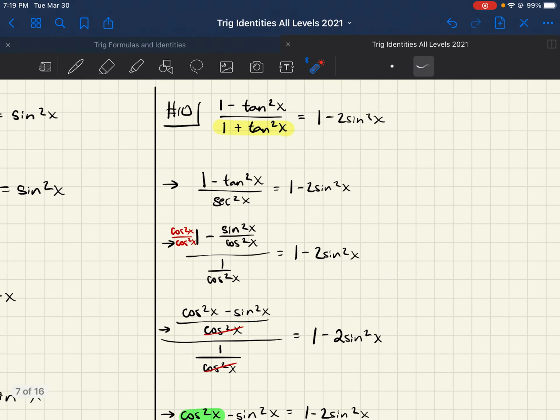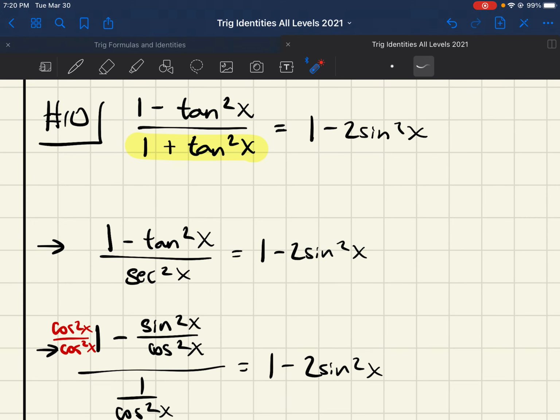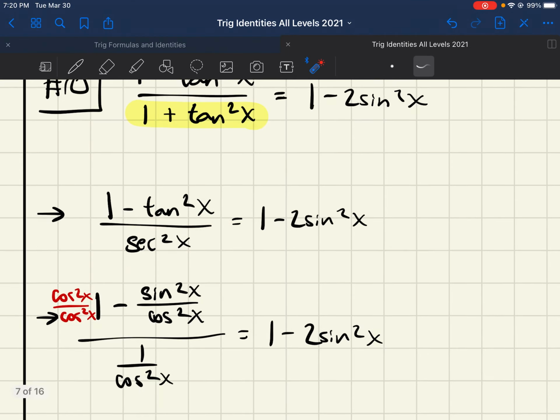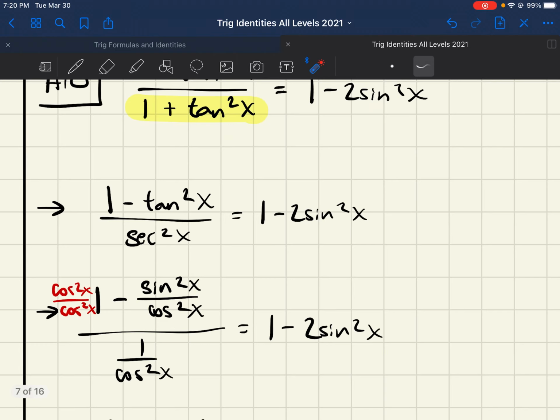All right. Number 10, I start this problem with a Pythagorean identity. 1 plus tangent squared is secant squared. And then at this point, I'm going to go ahead and decompose into sines and cosines. This tangent squared right here is going to decompose into sine squared over cosine squared. This secant squared is going to decompose into 1 over cosine squared. And this 1, well, we want a common denominator, so I'm going to multiply it by cosine squared over cosine squared.